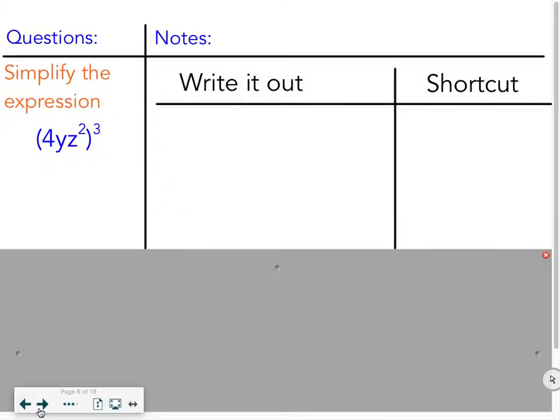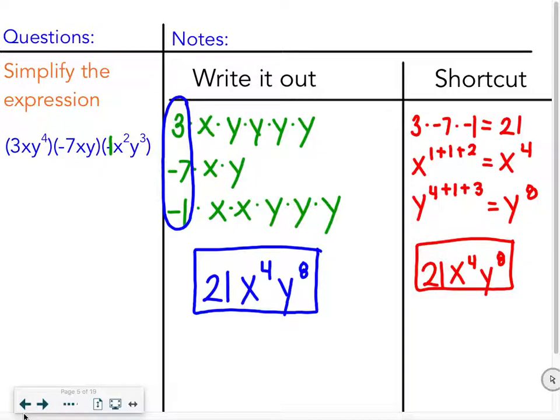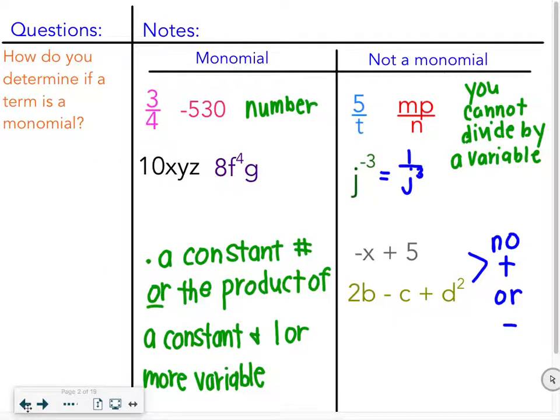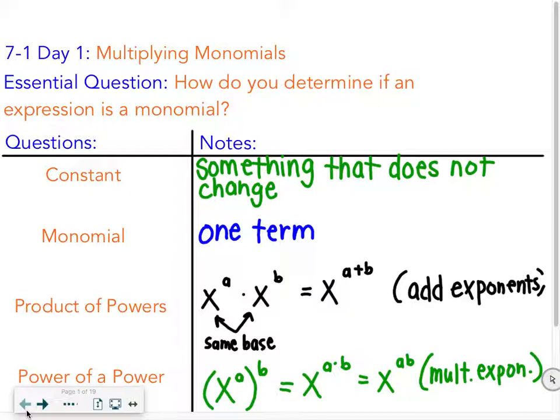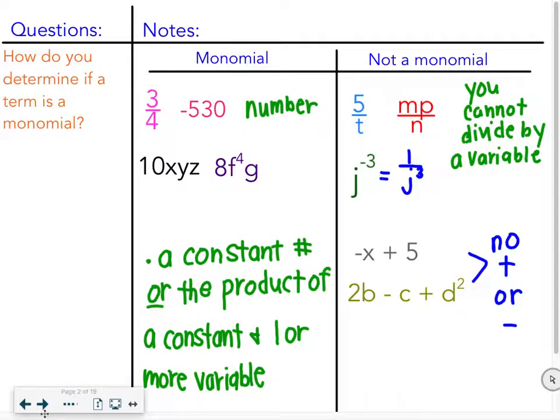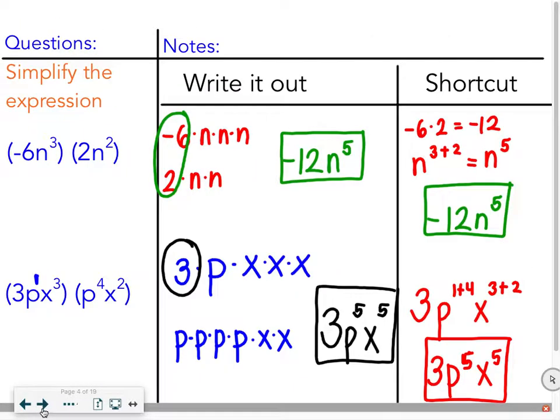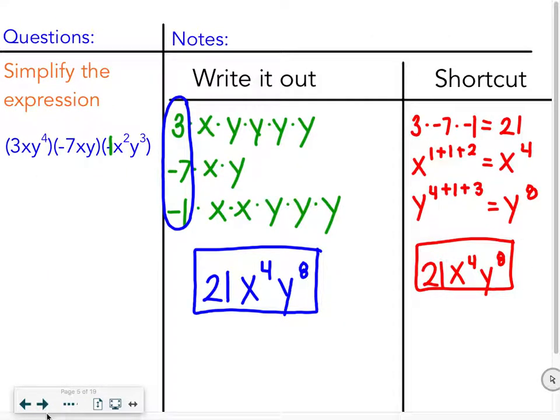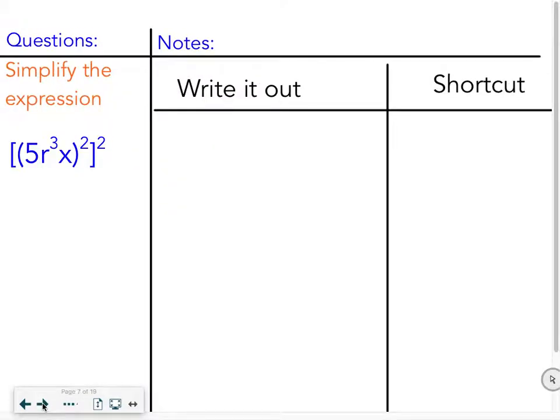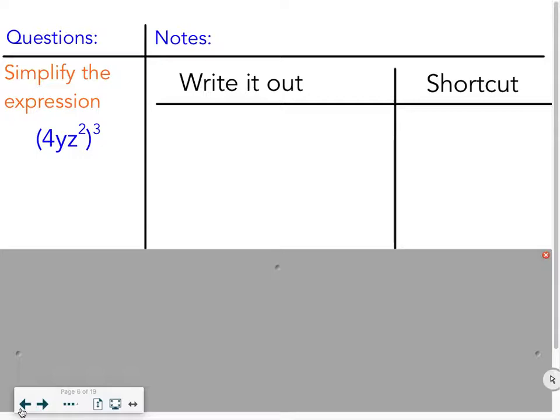All right, now we are going to move on to the next shortcut, which is power of a power. So you're going to see our monomial raised to an exponent and then parentheses and then another exponent on the outside. Okay, so you're always going to look at the outside exponent, and I see a 3. That means 4yz squared needs to get written 3 times.